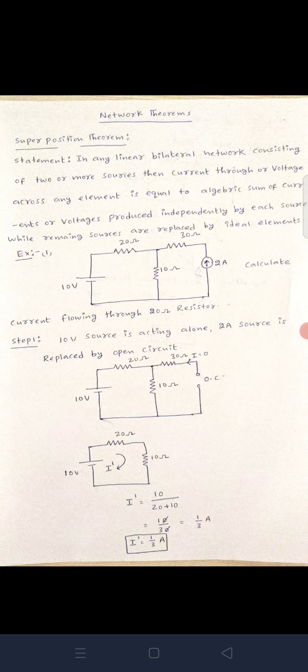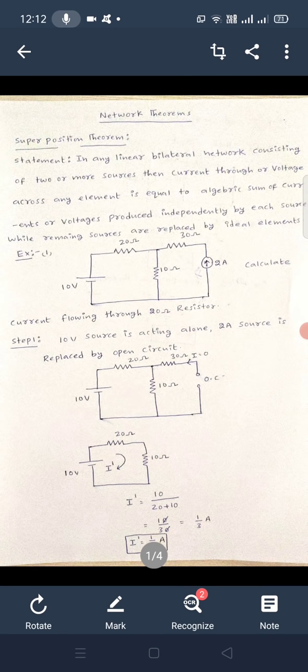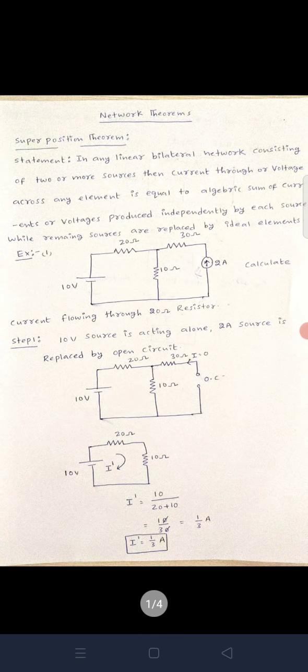To calculate the current flowing through the 20 ohm resistor, step 1: first I am considering the 10 volt source acting alone. The remaining source, that is the 2 ampere current source, is replaced by an open circuit. See in the next figure, the current source is replaced by an open circuit. That open circuit in series with the 30 ohm resistor, an open circuit in series with a resistance, will be neglected.